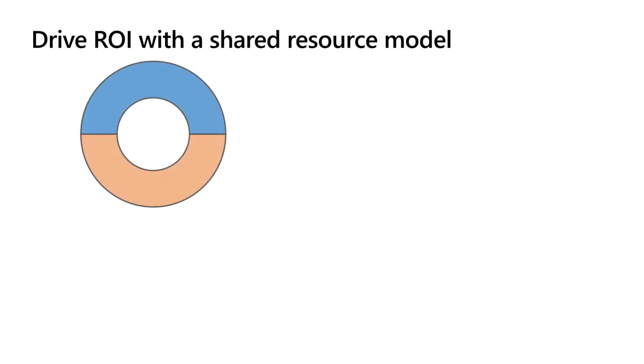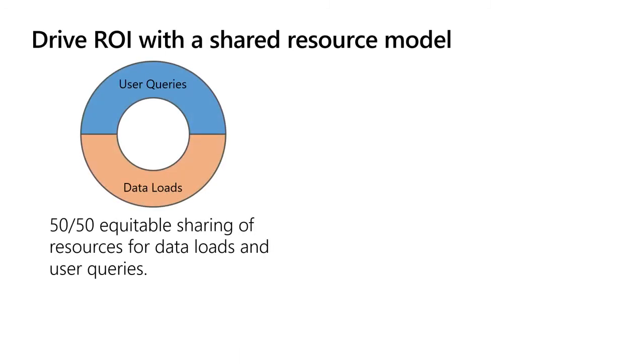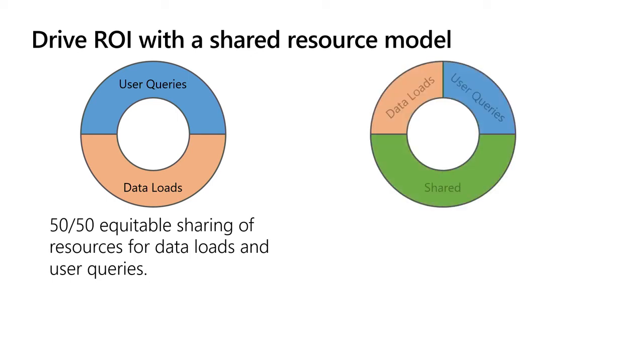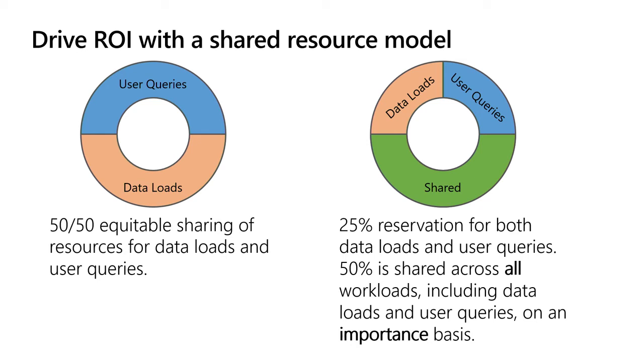So the one thing that you also have with workload groups that's very important to understand: what I showed in the previous slide was basically a 50-50 equitable sharing of resources between data loads and user queries. So that's kind of full isolation. What you can do is actually configure partial. I could say I want 25% for data loads, 25% for user queries, and then you guys can share the other 50%. And I can even say based on importance, one of these workloads can get access to those resources first. So this will help you drive ROI on your solution.